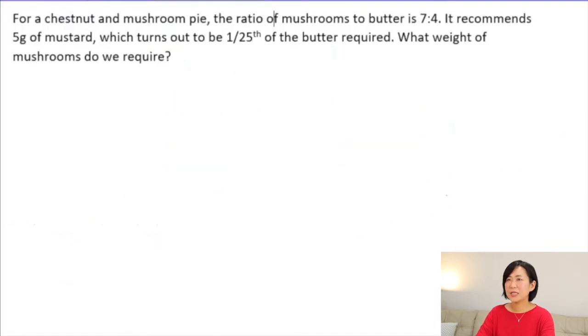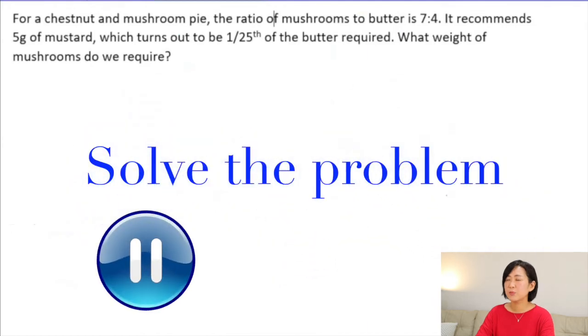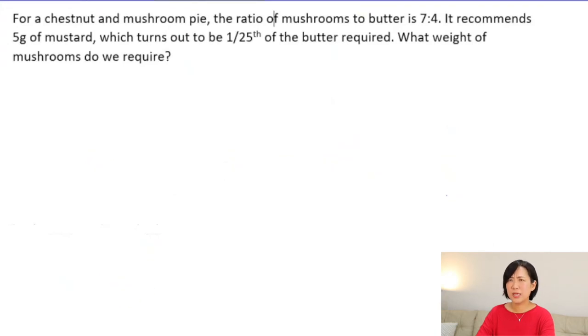Now, this is our last question. So, for the chestnut and mushroom pie, the ratio of mushroom to butter is 7 to 4. It recommends 5 grams of mustard, which turns out to be 1/25 of butter required. What weight of mushrooms do we require? Oh, it sounds a bit tricky, but it's okay. We can do it one by one.